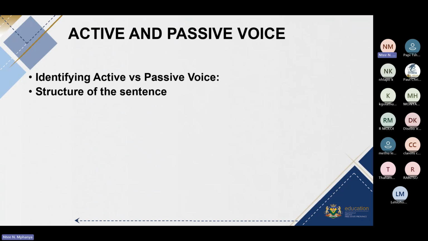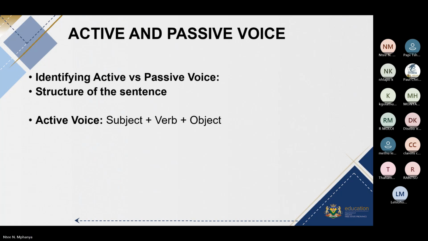First of all, let's start with the structure of the sentence in active voice. The subject begins the sentence, followed by the verb, and ultimately the object. The dog is our subject, chases is our verb, and the cat is our object. If you put the three together, they will give you a coherent sentence like the dog chases the cat.